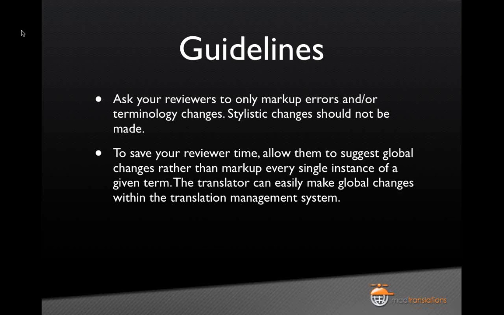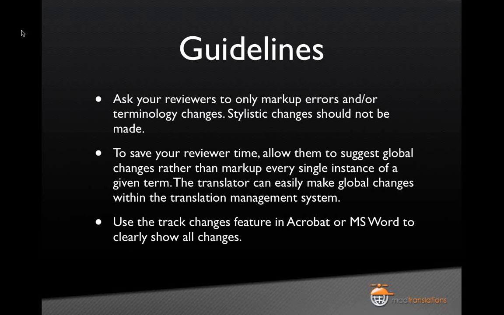To save the reviewer time, also make sure they have the right tools. For example, that they know how to use a markup tool like Adobe Acrobat, or they have some ability to do what we consider a track changes. And you'll want them to suggest global changes rather than mark up every instance. For example, if they want to change a term across the board, allow them to mark it once and depend on your translation team to make those changes globally, which is very easy using tools like Lingo or even other translation management systems.